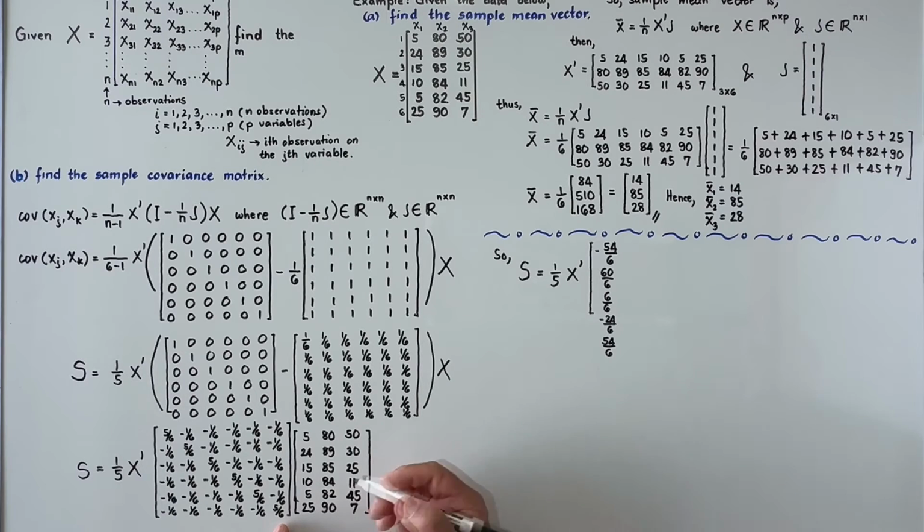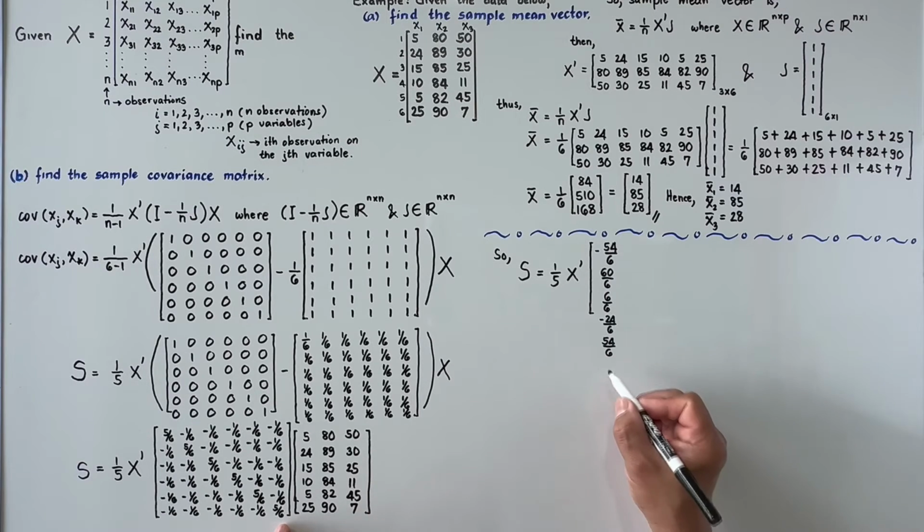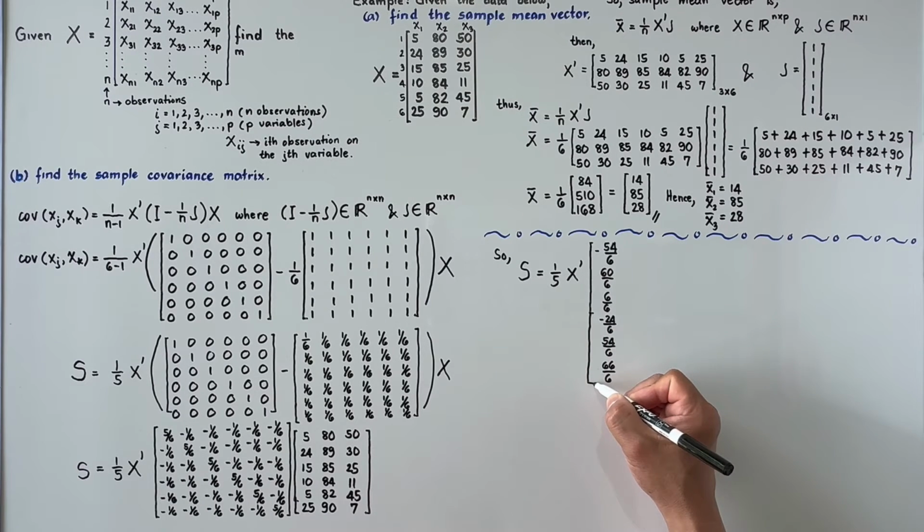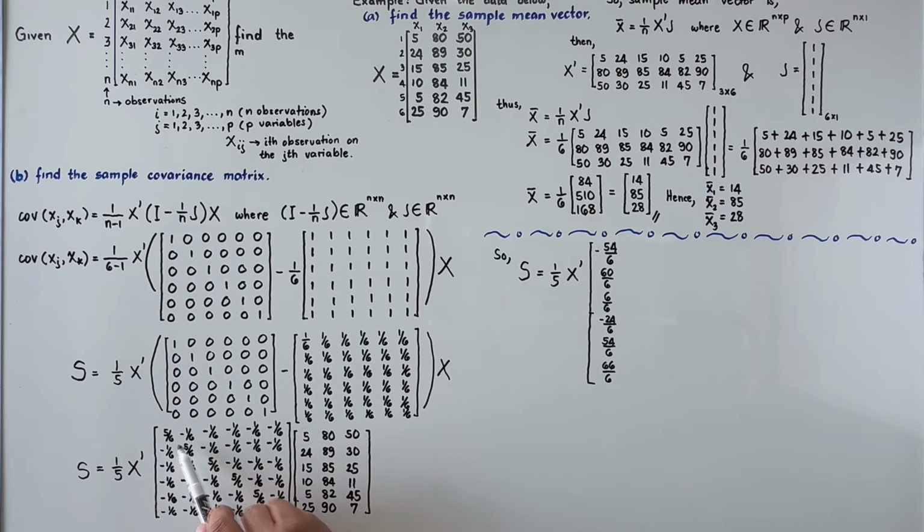So that is 125 over 6. And then adding those 6 products, we have 66 over 6. So this is the first column of our product matrix. Now, the next is to multiply the first row by the second column here.